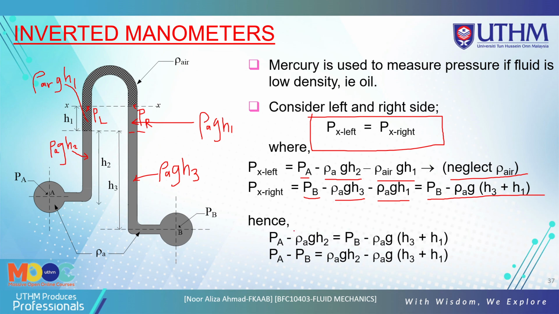So you just go from the left to right here, okay, until you get the equation for this inverted manometer, which is PA minus PB. So for the inverted manometer it is equal to density A times g h2 minus density A g (h3 plus h1), okay, because we neglect the density of air, so there's no air on this left side here, okay. So this is the inverted manometer.